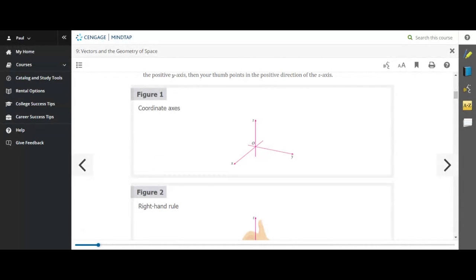So you see here, this is standardly how we do it in this class. We have coordinate axes. The x-axis comes out in that direction, the y-axis comes out in the direction you see, and the z-axis comes out vertically. Okay, this is how we do it in our class.